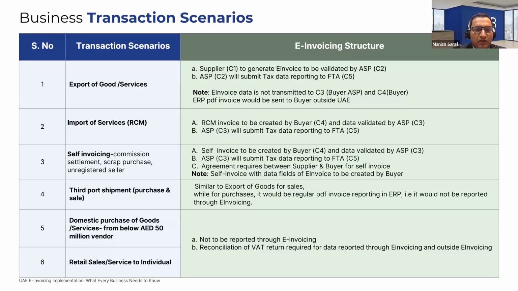Now, in case of scenarios where you have domestic purchases of goods and services, as in phase one, below the 50 million threshold, those vendors or your suppliers might not be registered on the e-invoicing platform. So what would happen in that scenario? They will send you a normal invoice as a PDF invoice. You need to account that invoice in your system, and that is a vatable invoice. So a portion of your information is going through the e-invoicing platform to the FTA, and some portion of the information which is not through the invoicing platform you are also reporting in your VAT return.